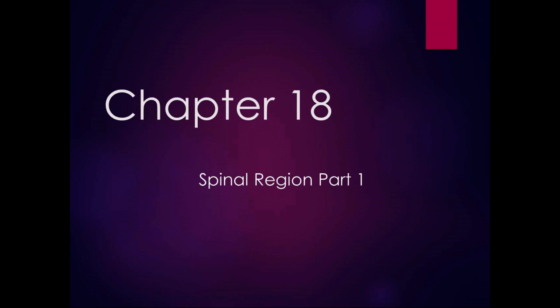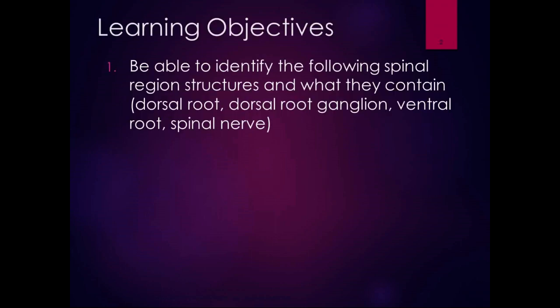All right, so when we were talking about the peripheral region, we said the peripheral nervous system was everything outside the spinal nerve roots, everything outside the bony part of the nervous system, or the skeleton. So the spinal region includes all neural structures contained within the vertebrae. Really, for the learning objectives for this section, I just want you to be able to identify the following spinal region structures and what they contain.